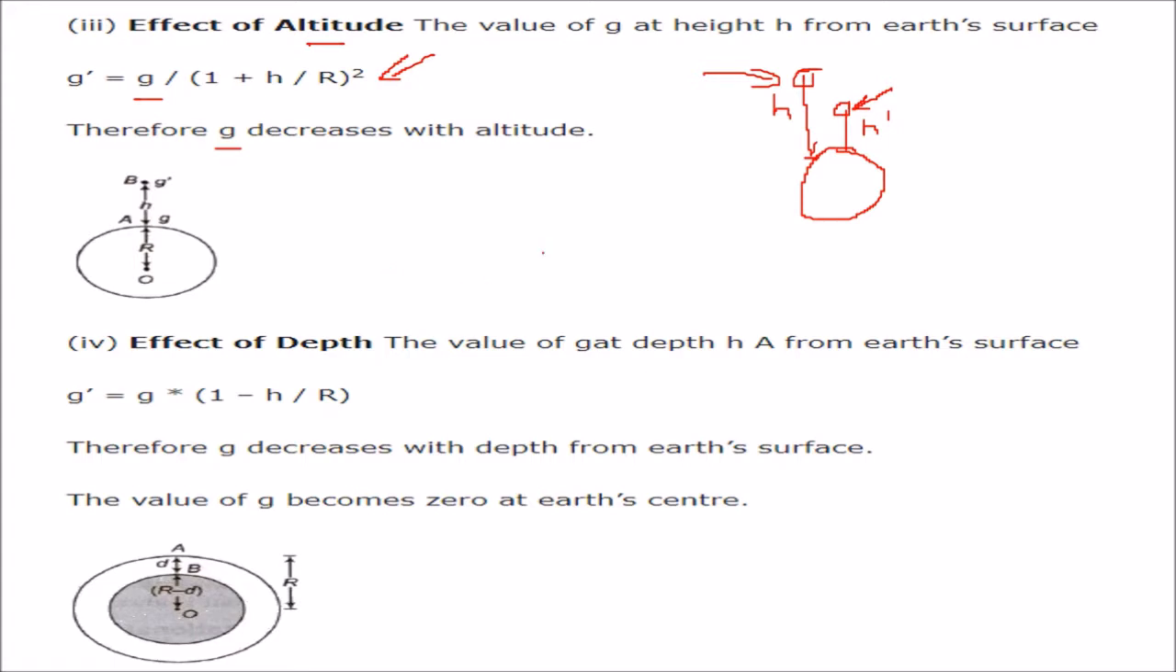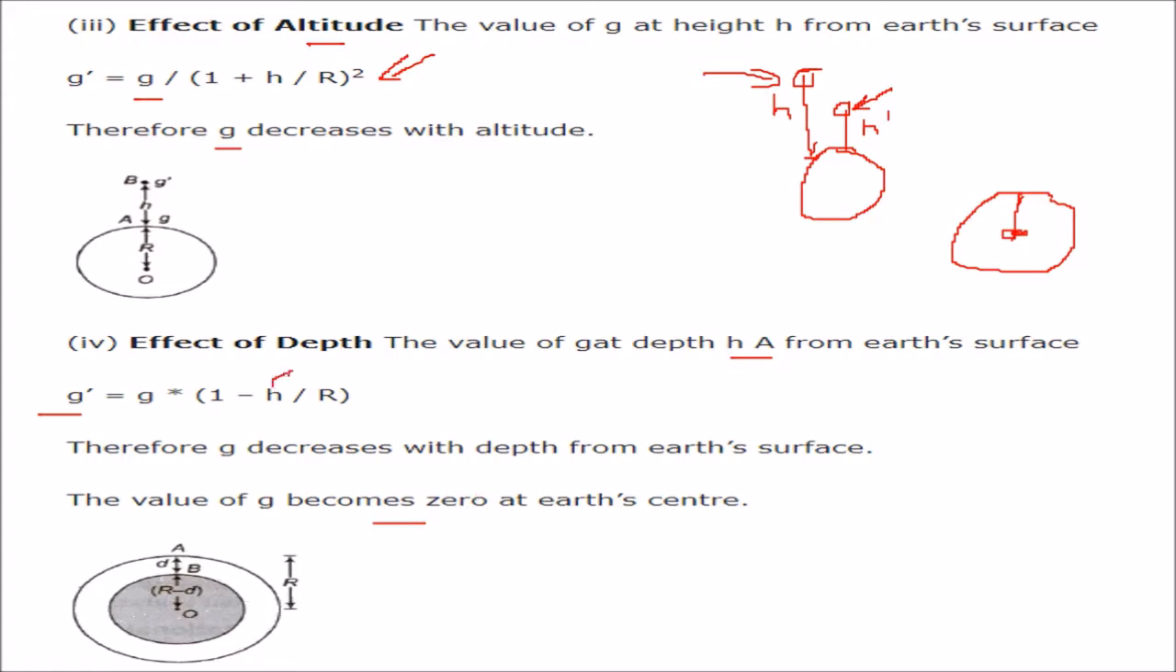Then we have the effect of depth. As you know, the value of g at some depth h from Earth's surface is given by g dash equal to g into (1 minus h by R). So in this case, g will decrease with depth from the Earth's surface. We are talking about now not at the height, but from the surface. This is the center of the Earth. If you reach the center, the gravity will become 0.